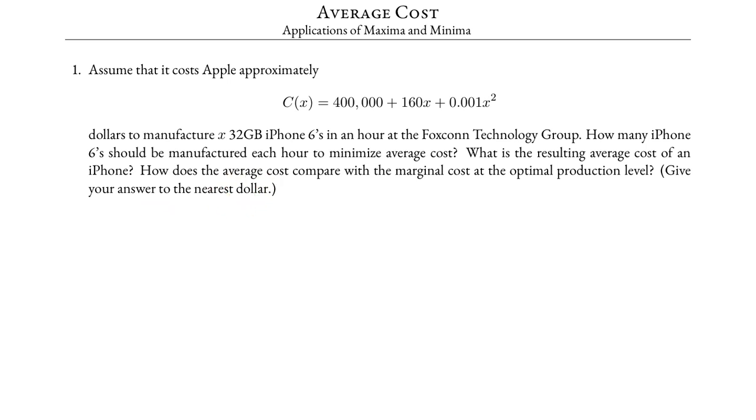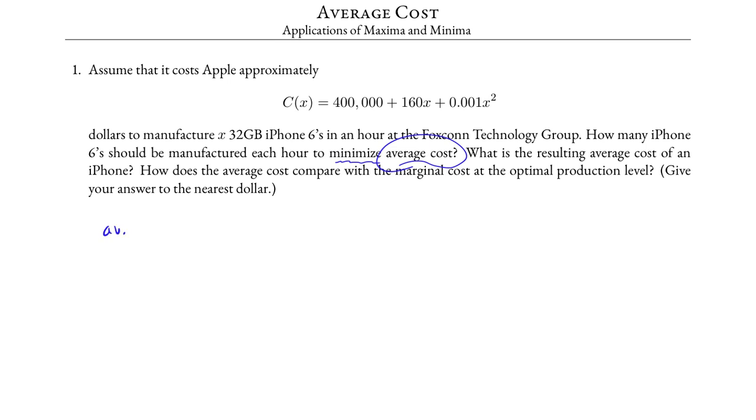We are given the cost function C of x, and we are asked to minimize the average cost. So this is an optimization problem. The unknown quantity in this case is the number of iPhone 6 that should be manufactured. The objective is to minimize the average cost. So the first thing we'll do is come up with the average cost function.